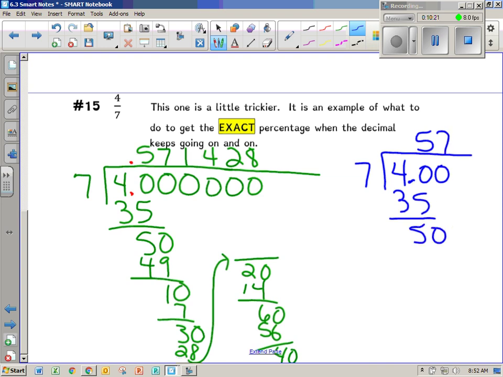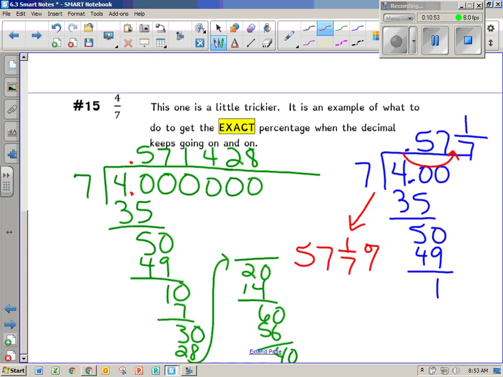Catch up to where I was. Oh wait, that's right there. 7 times 7 is 49. And I'd stop right here and pretend that this is just whole numbers for a minute, where you take your remainder and put it over your divisor. Then you can convert it to a percentage. So you're going to shift the decimal 2 places. So I get 57 and 1/7%.